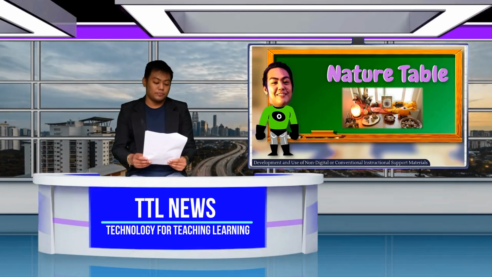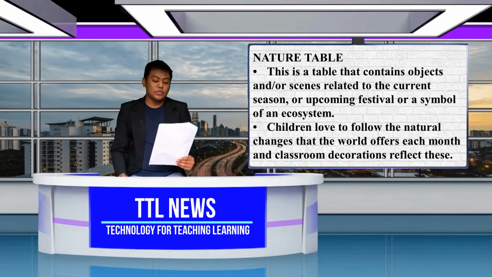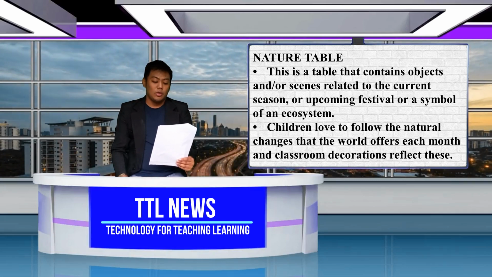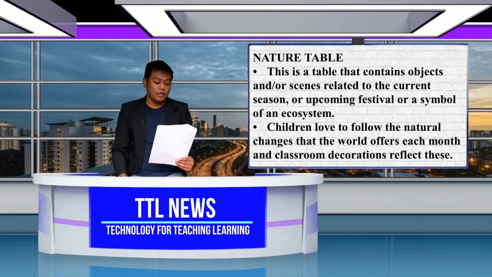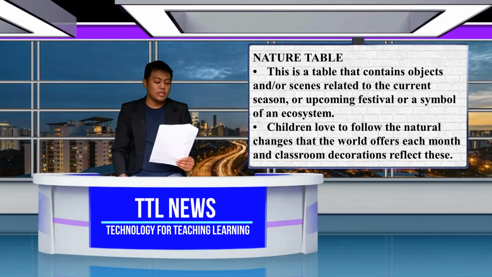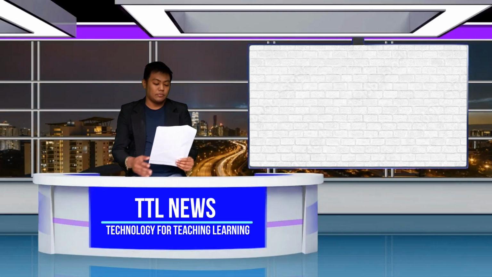Nature table. This is a table that contains objects or scenes related to the current season or upcoming festival or a symbol of an ecosystem. Children love the following of natural changes that our world offers each month, and classroom decorations reflect on this.